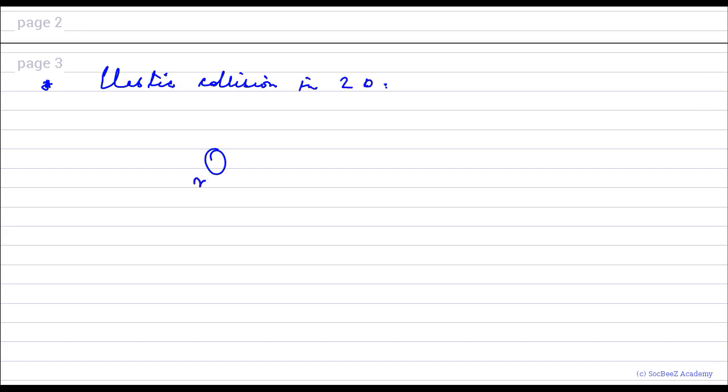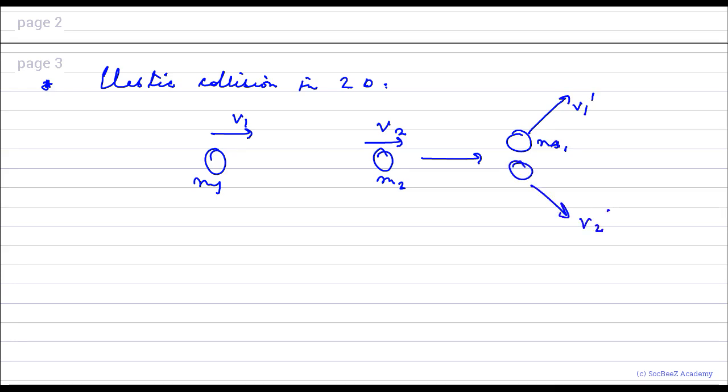Let us now talk about elastic collisions in two dimensions. So we are going to talk about elastic collision in 2D. Let's say I have a body m1 which is moving with a velocity of v1. I have the second body m2 which is moving with a velocity of v2, where v1 is greater than v2. After the collision, the state is something like this. m1 moves in this direction with a velocity of v1 dash, and m2 moves in this direction with a velocity of v2 dash.